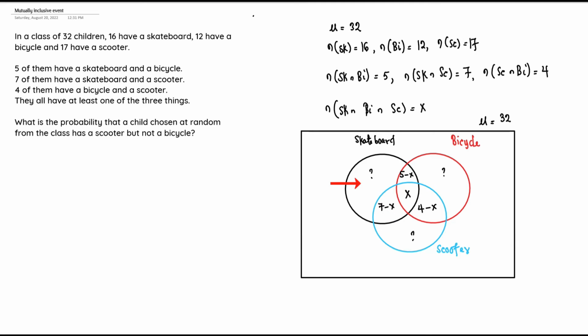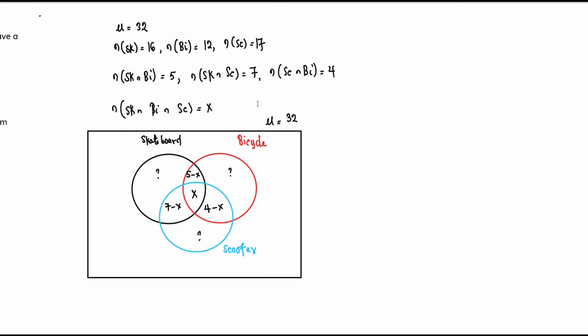So the total region of skateboard is equal to 16, but we have 5 minus x and 7 minus x already taking some space. So that means this region right here, which I mark with the question mark, is going to be skateboard only. So we can take this to the left. The number of children that have skateboard only: the total region is 16, so we have 16 minus the sum of the individual regions we have earlier.